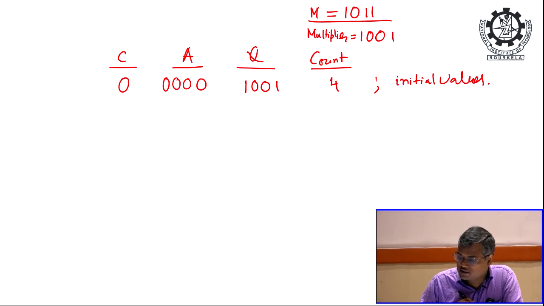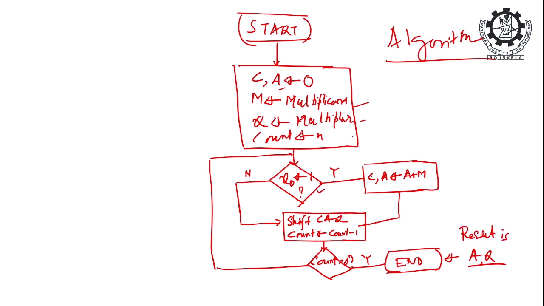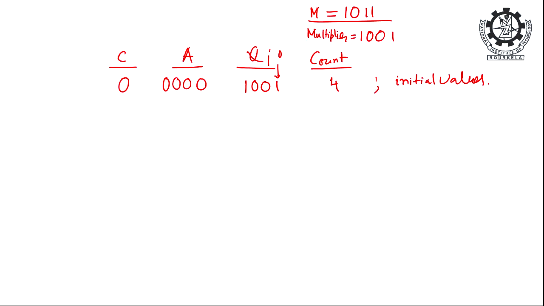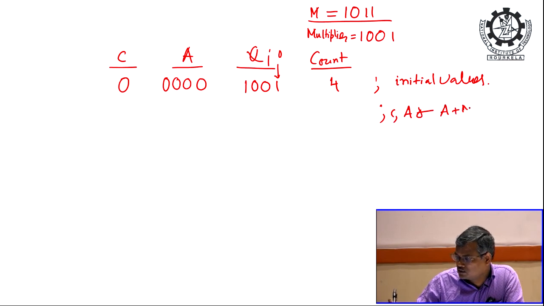Next, we have to check the Q 0 bit. Let's say this is 0, and then this is 1, 2 and 3. So, Q 0 is 1. If you go back here, if Q 0 is 1, then what you have to do? You have to add this value. So, Q 0 is 1, then C A should be added with the multiplicand.